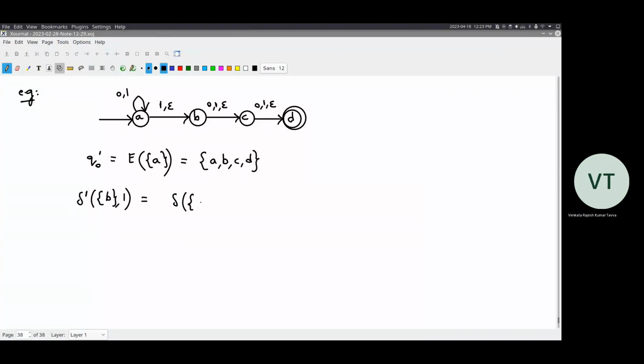Delta of B1. It is E of this. So E of delta B1 means first you expand the inner one. Delta B1 is what? C. So you have a set with only C as your element. Now that set is given as input to E, which means all the states which can be reached from C through 0 or more epsilon arrows will be the output. So C will anyway be included and D will be included. Okay, so it is CD.